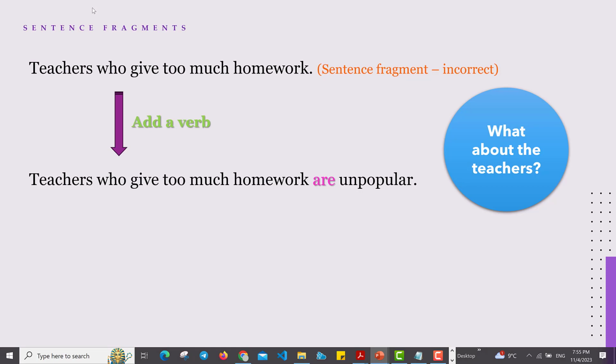In this lesson, you learned a sentence must contain at least a subject and a verb in an independent clause. I hope this video is helpful for you.